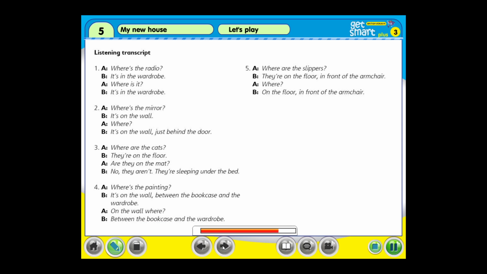5. Where are the slippers? They're on the floor, in front of the armchair. Where? On the floor, in front of the armchair.